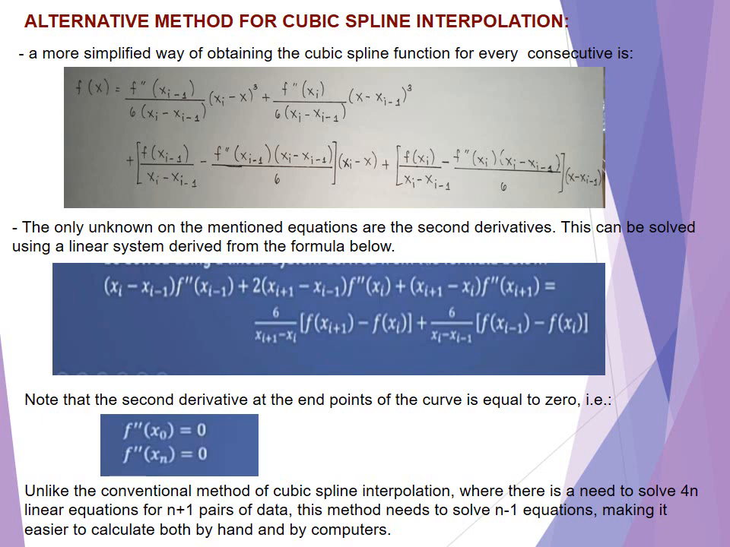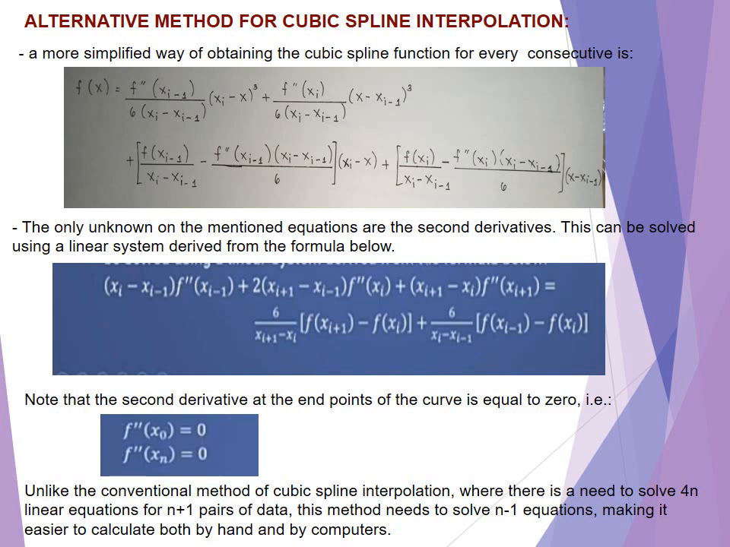Unlike the conventional method of cubic spline interpolation, where there is a need to solve 4n linear equations for n plus 1 pairs of data, this method needs to solve n minus 1 equations, making it easier to solve both by hand and by computers. So this is faster because there are fewer linear equations to solve, and it is easier by hand. In the traditional spline, we need to solve 12 equations, and for the alternative method, it is 2 equations only. The only concern here is the second derivative.